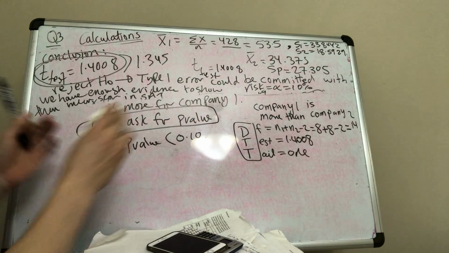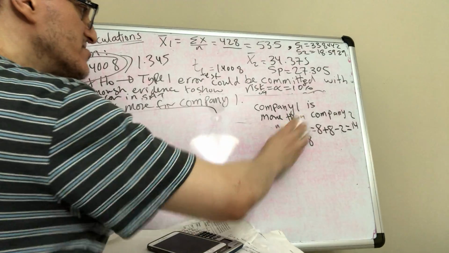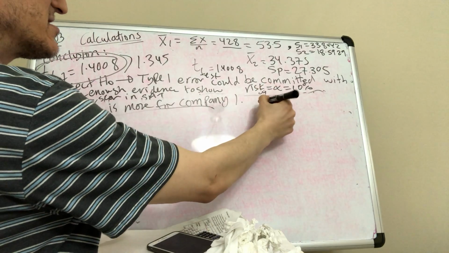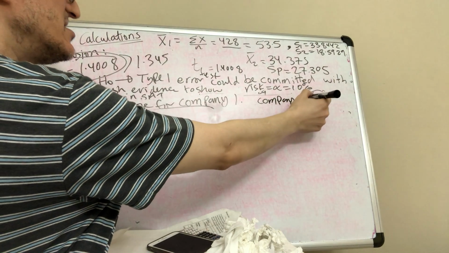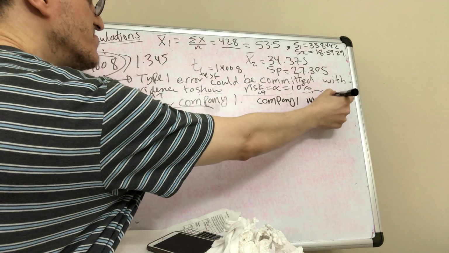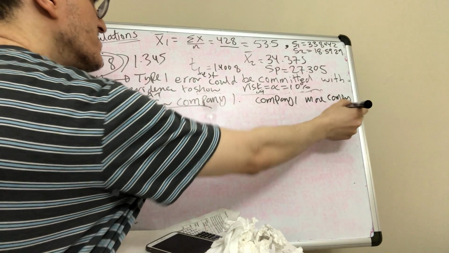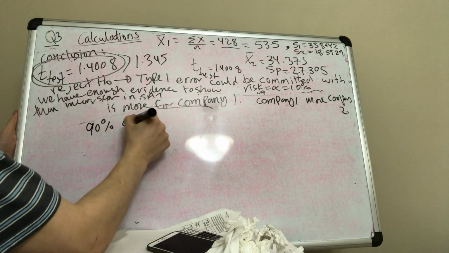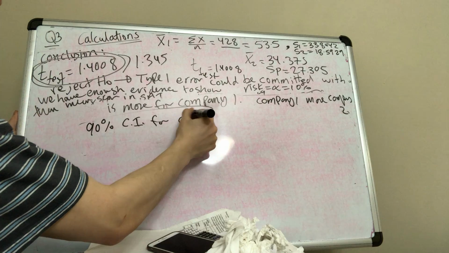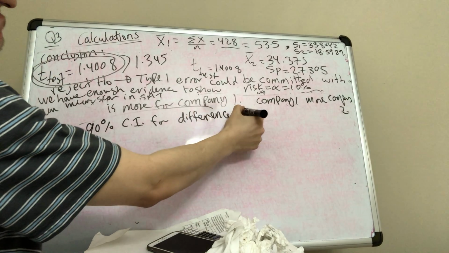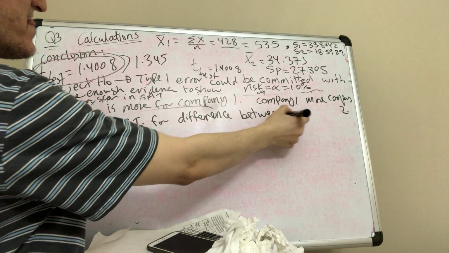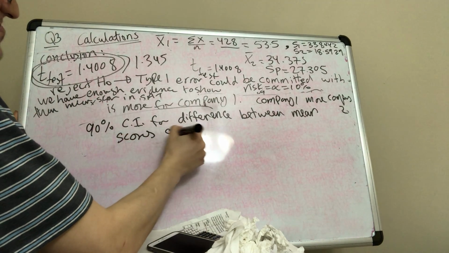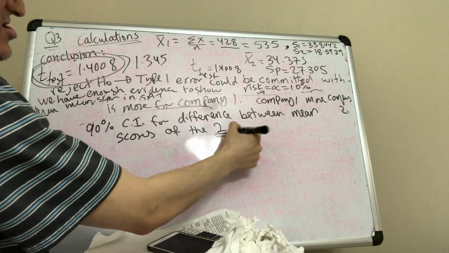They could also ask you to do the same problem with a confidence interval, and prove that company 1 is more than company 2. So they could ask for a 90% confidence interval for the difference between mean scores of the two companies.